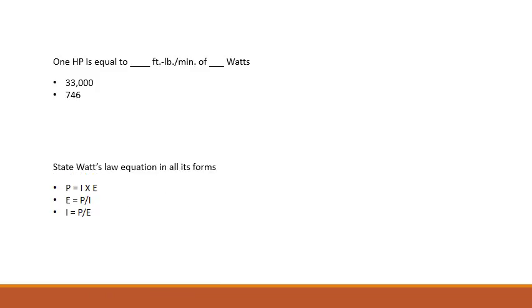State Watt's law or Watt's equation and make it in all of its possible forms. There are 3 forms shown on your screen. Power equals current times voltage. Then we have voltage equals power divided by current. Then we have current equals power divided by voltage.